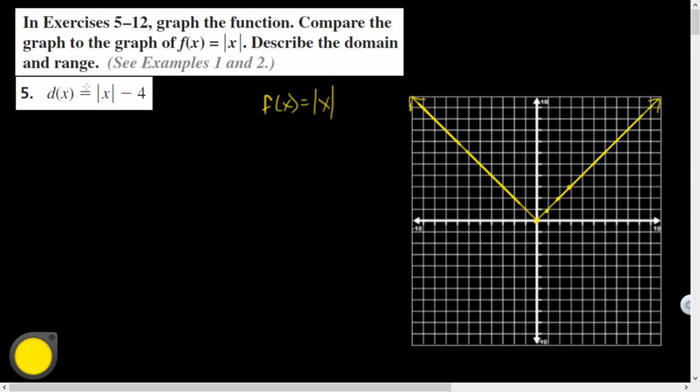So if I want to graph d of x, notice that it's the absolute value of x, so this will be the parent function, minus 4. And subtracting 4 on the outside of the absolute value will give it a vertical shift down 4 units, down 4. So my new vertex is now going to be 1, 2, 3, 4 down here.